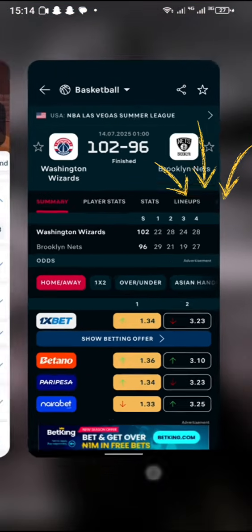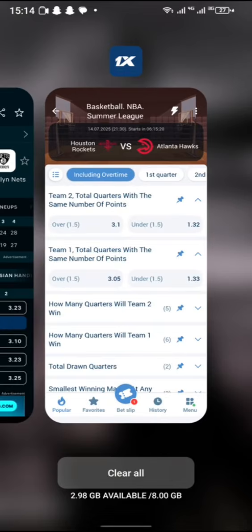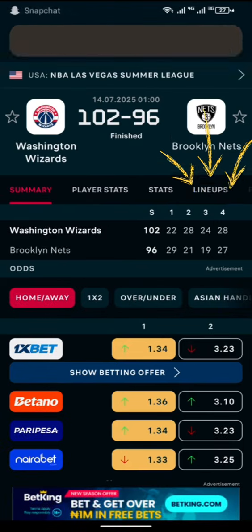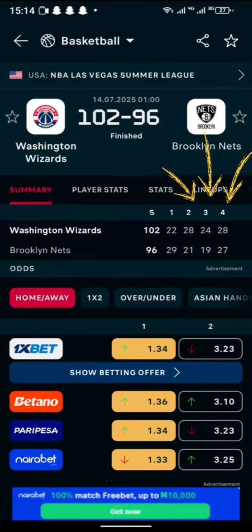So guys, if you are going for the under 1.5, as I said, we are using it for an example, you will lose the bet because they had the same number of points in two quarters. So guys, can you see the difference? Second quarter had 28, fourth quarter had 28. That's what spoilt the under 1.5.